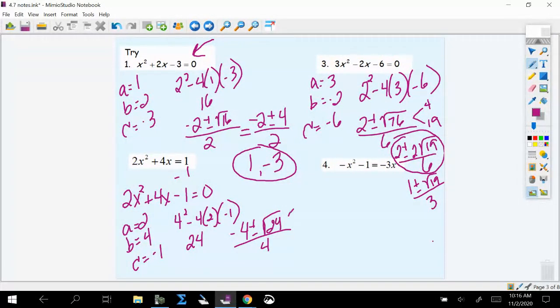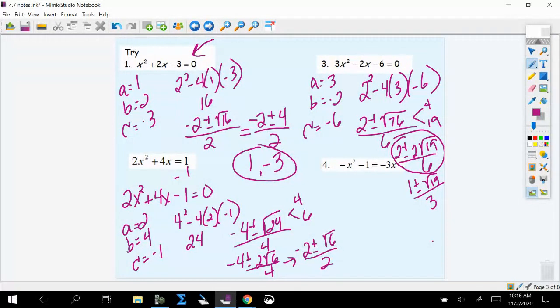Square root of 24 is going to break down into 4 and 6. So I'm going to get -4 plus or minus 2 root 6 over 4. I can divide everything by 2 again, so I get -2 plus or minus root 6 over 2.